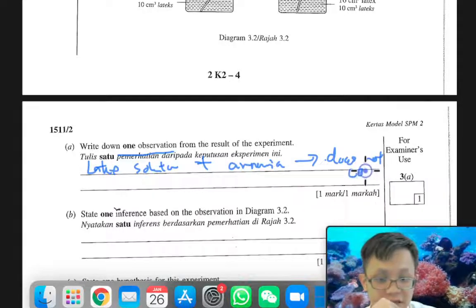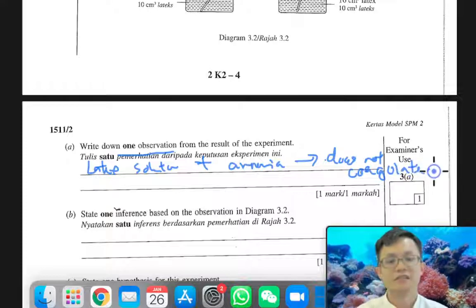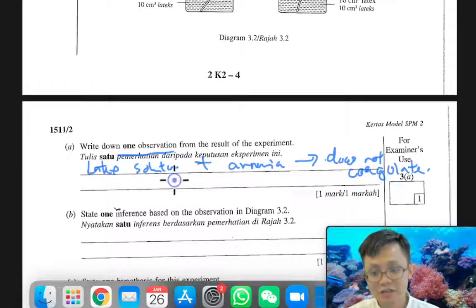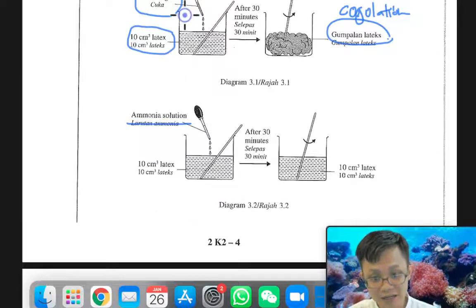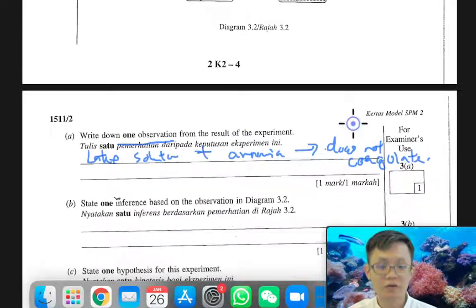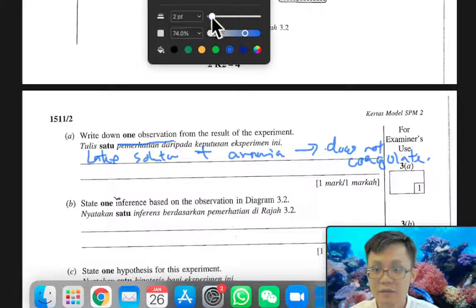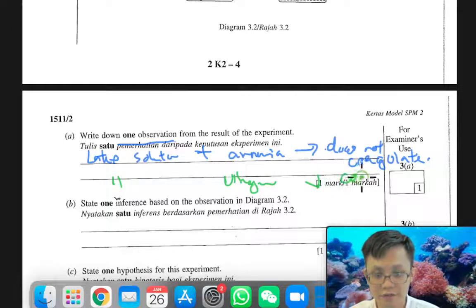Coagulate. Okay, latex solution with ammonia does not coagulate. Latex solution with vinegar, it will coagulate. Okay, so wait, let me put the latex solution with vinegar, it will coagulate.